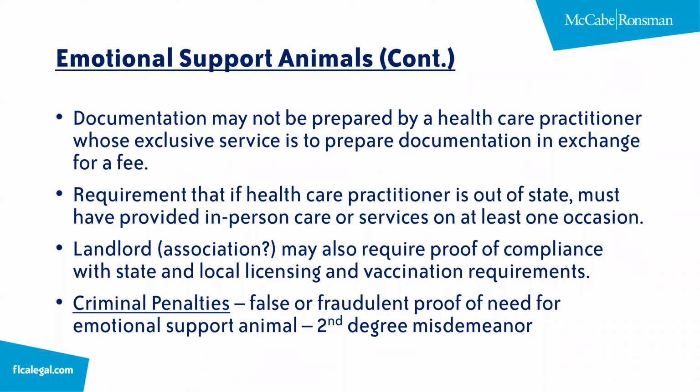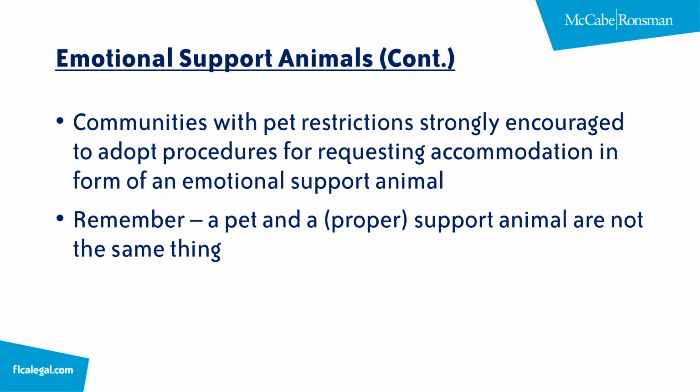May also require proof of compliance with state and local licensing and vaccination requirements. And there are criminal penalties for false or fraudulent proof of need for an emotional support animal. It's a second-degree misdemeanor. Now, proving it is difficult, but there at least is teeth for it. So communities with pet restrictions are strongly encouraged to adopt procedures for requesting accommodation in the form of an emotional support animal.